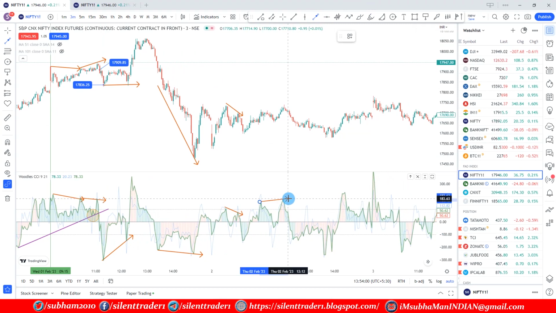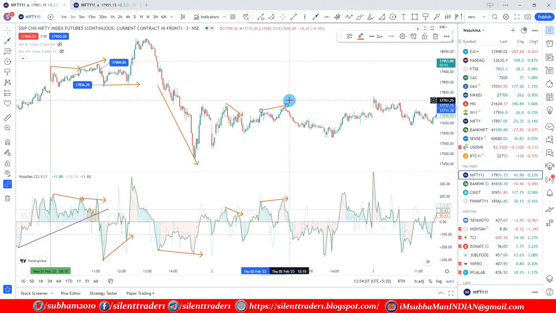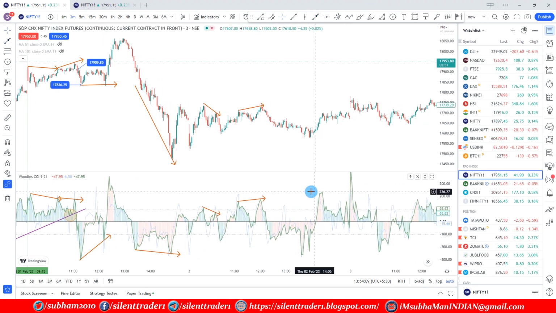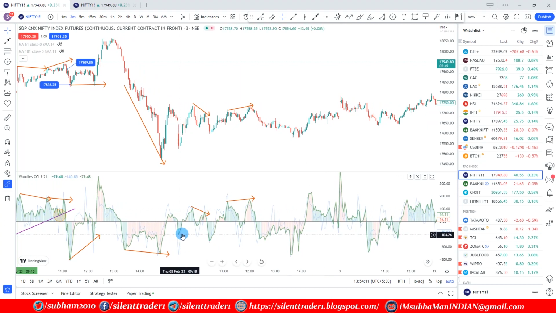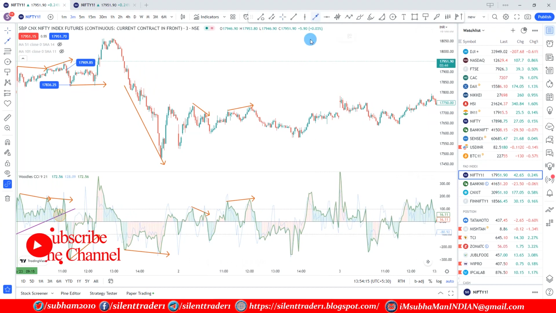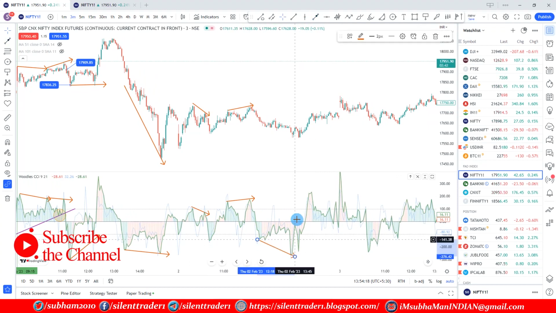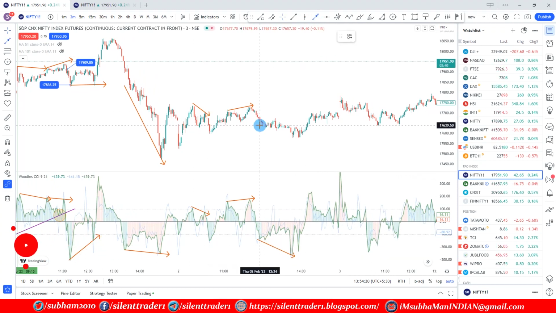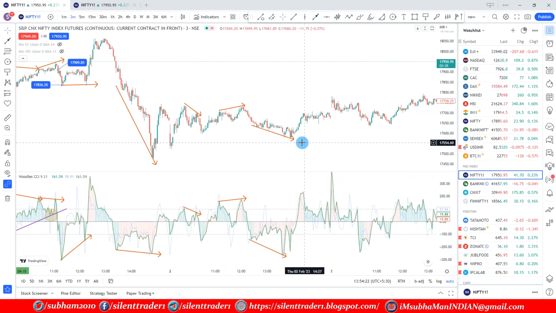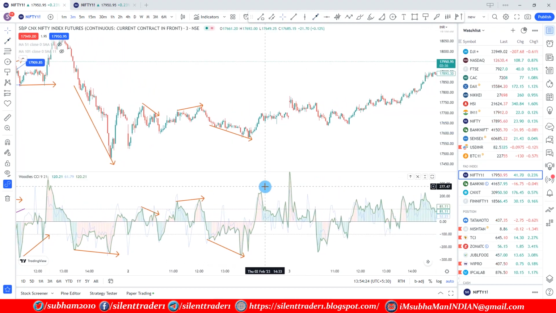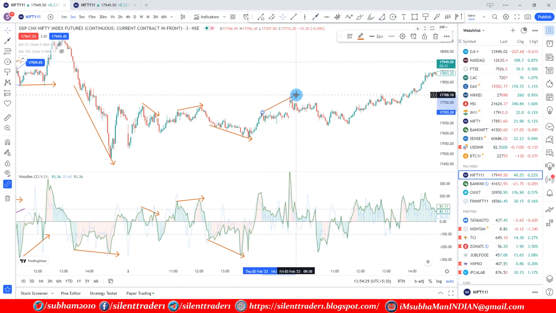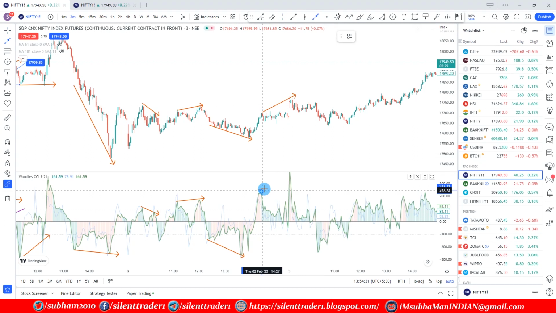Next one, CCI positive trend, price also same trend. Next one, CCI negative trend, price also same trend. Next one, CCI positive trend, price also same trend.